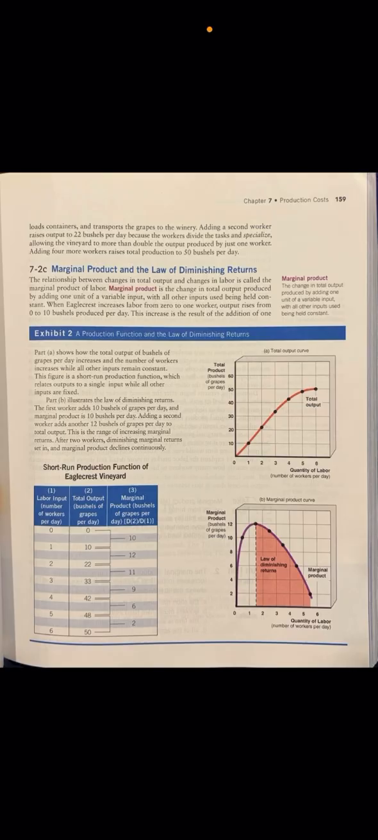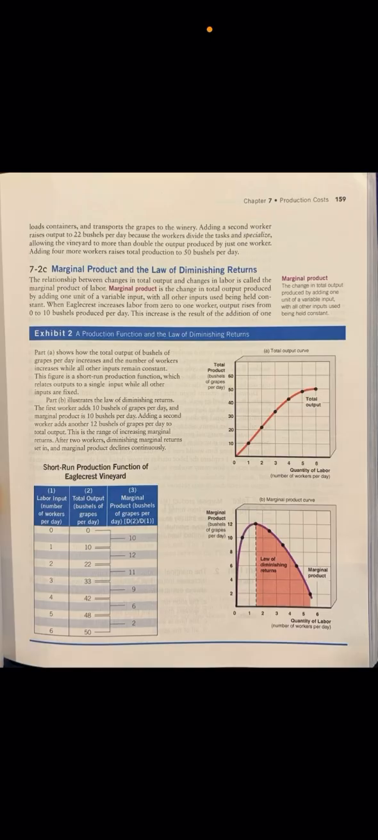Exhibit 2. The production function and the law of diminishing returns. Part A shows the total output of bushels of grapes per day increases as the total number of workers increases, while the other inputs remain constant. This figure shows short-run production, which relates to a single input while all others are fixed. Part B illustrates the law of diminishing returns.